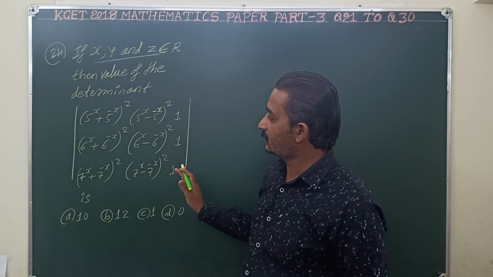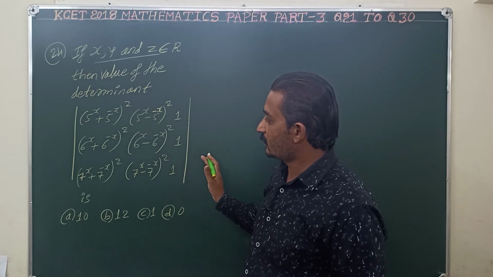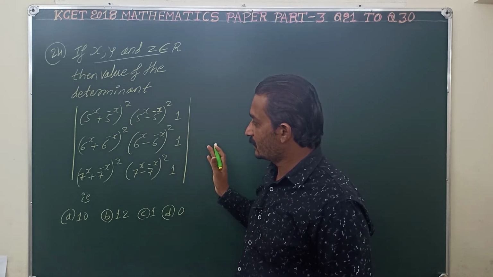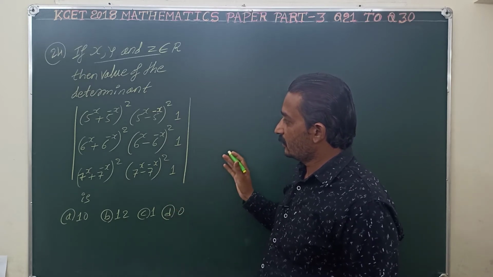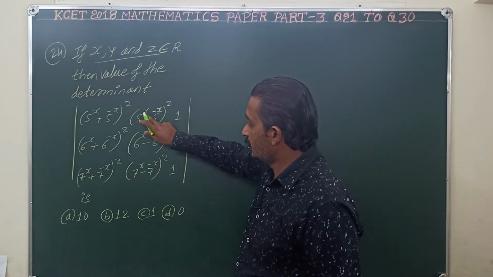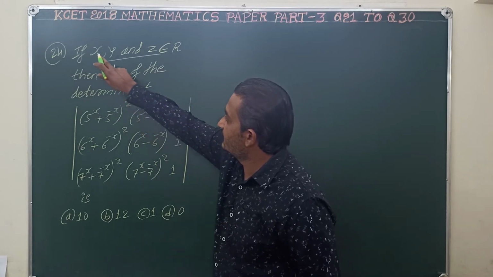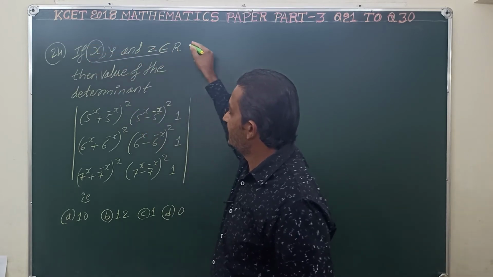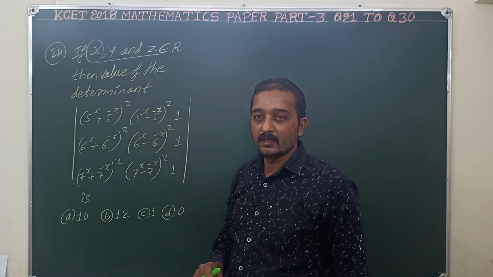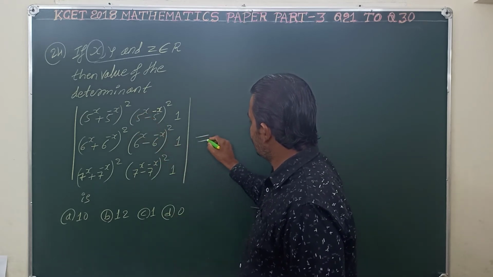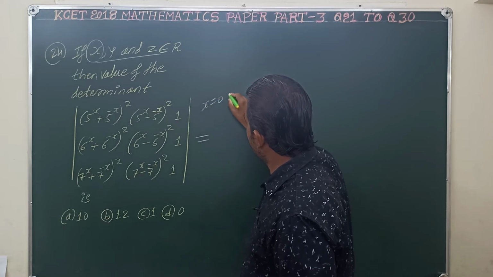I am not solving this by the usual method. I am solving by the shortcut method. So easily we can identify the value of the determinant by giving values to x. So here x belongs to any real number. I am giving the value 0 to x. So in this case, put x is equal to 0.